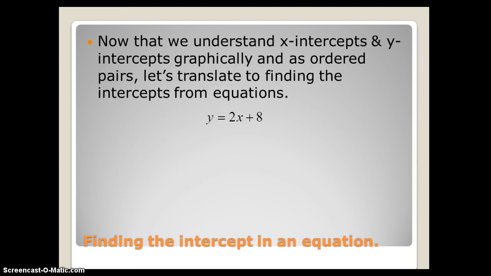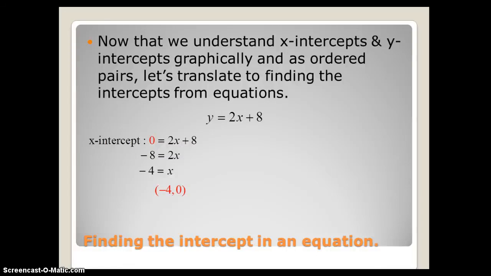Now that we understand x and y intercepts graphically and as ordered pairs, let's translate into finding the intercepts from equations. So we know that the x-intercept is the point (x, 0), which means that y is always 0. That's what we discussed with our x-intercepts. So when we want to find the x-intercept, we substitute in 0 for y and solve for x. So we subtracted 8 and divided by 2. x is -4, so our x-intercept is (-4, 0).